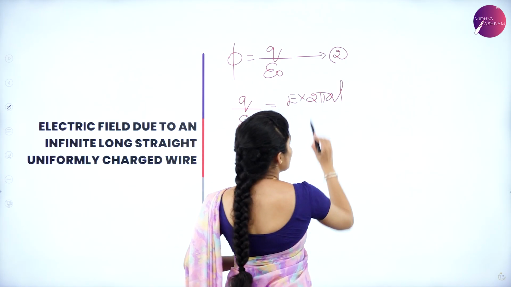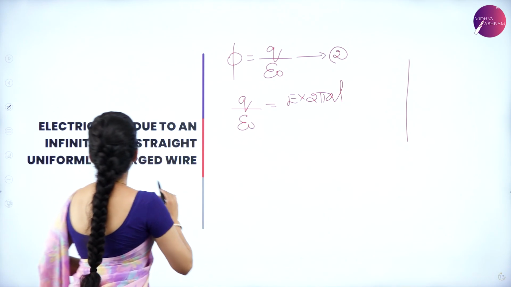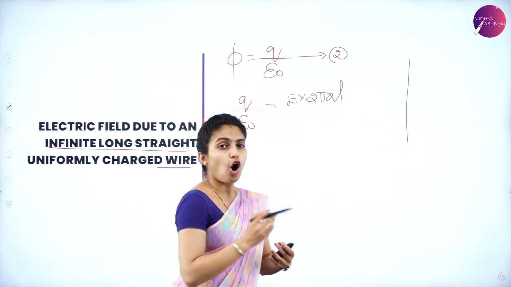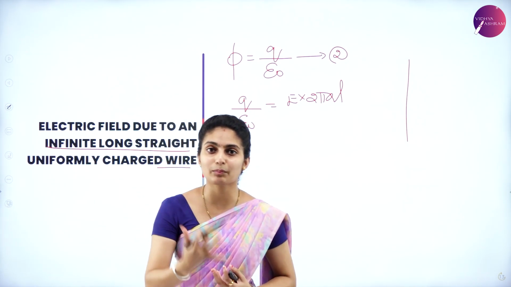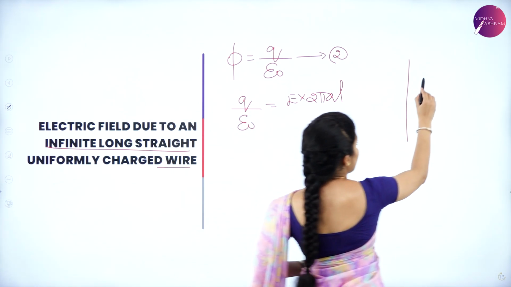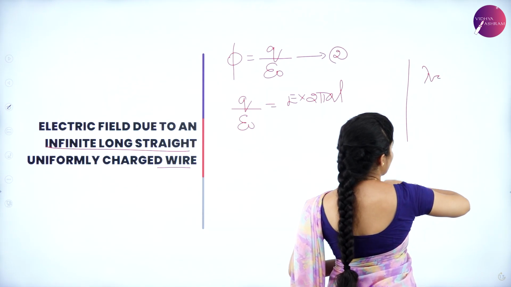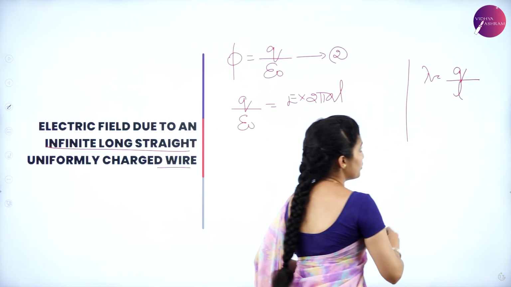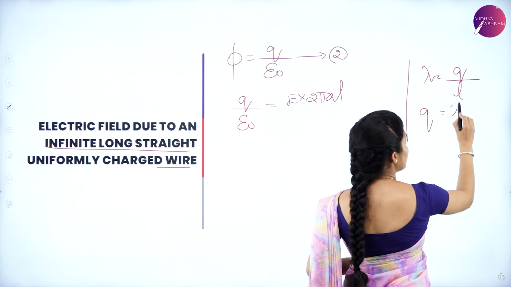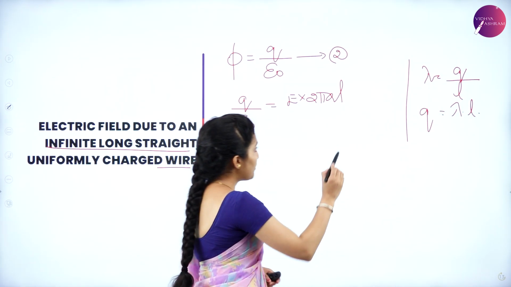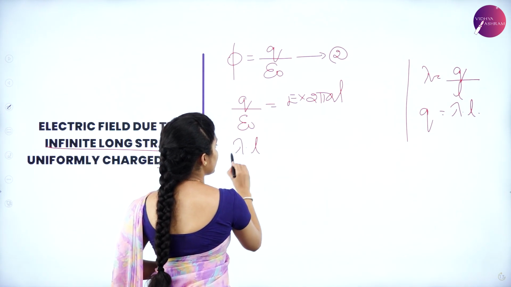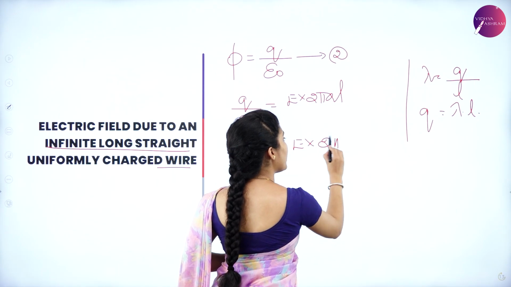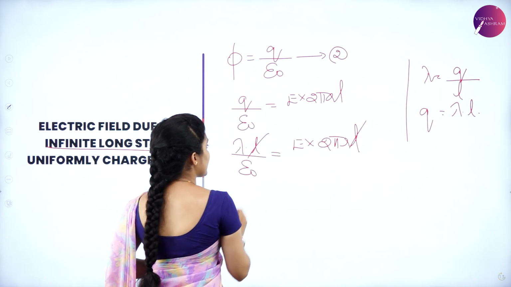So you're talking about an infinitely long straight wire. Long straight wire means we are talking about length, and lambda is the linear charge density, the charge per unit length of the wire. So charge is equal to lambda into L. Lambda into L is substituted over here, divided by epsilon naught, which is equal to E into 2 pi r L. Your L gets cancelled with L.